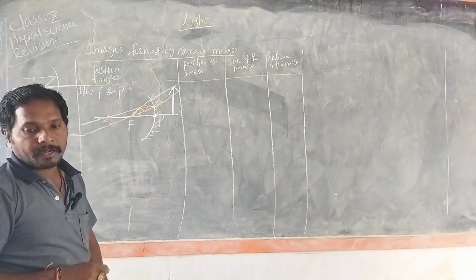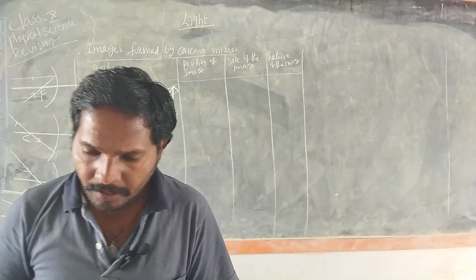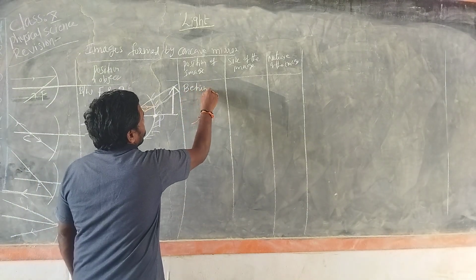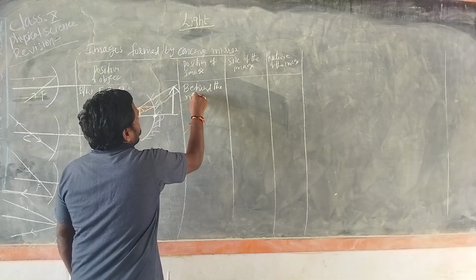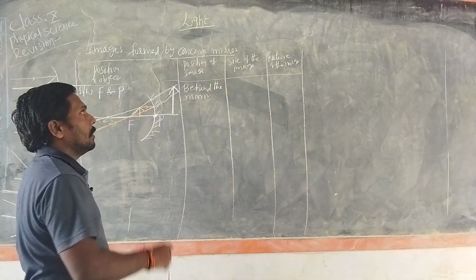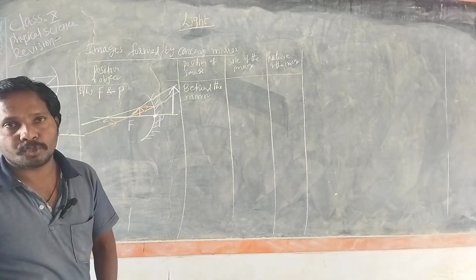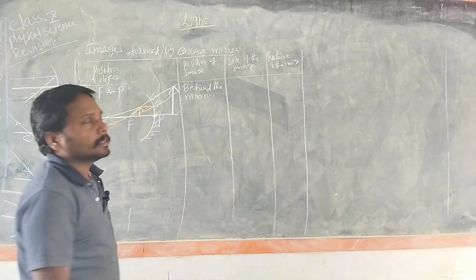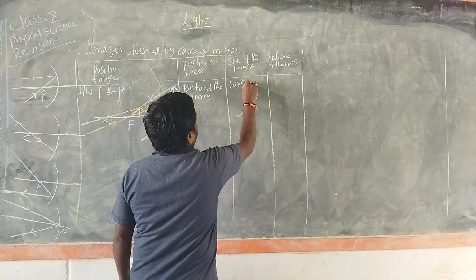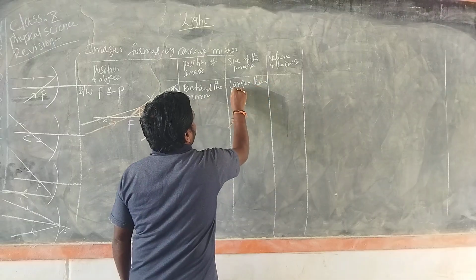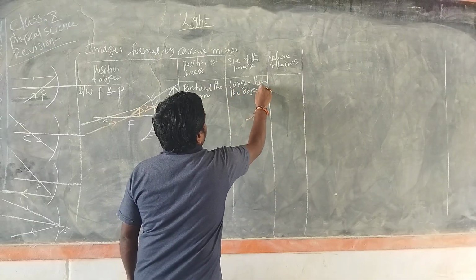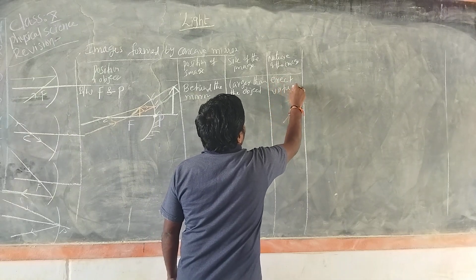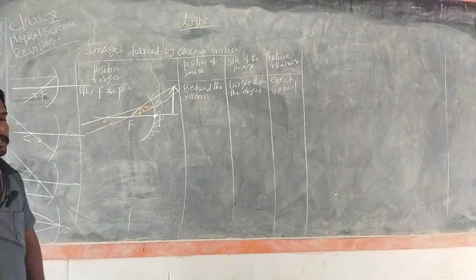Position of the image: the image of the object is formed behind the mirror. Size of the image: bigger, larger than the object. Nature: erect and virtual.